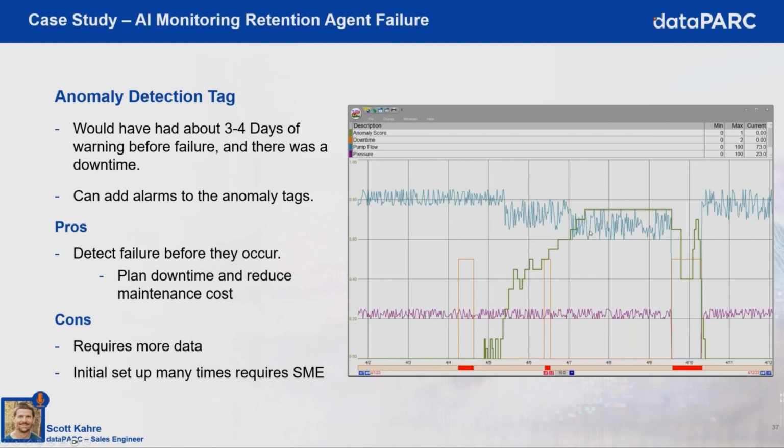Now, by looking at this trend, all you can see is that there is some anomaly. Something has changed in the process. It's not running within normal boundaries. What you don't know in this trend is what's caused that. But these AI models are capable in a lot of cases of producing a list of contributors to the anomaly.